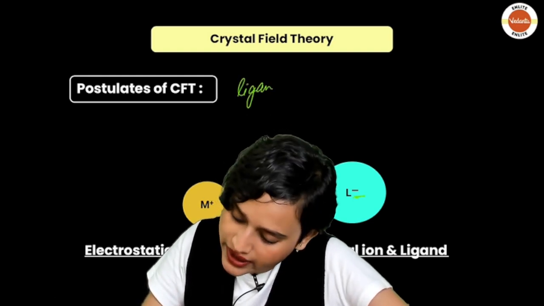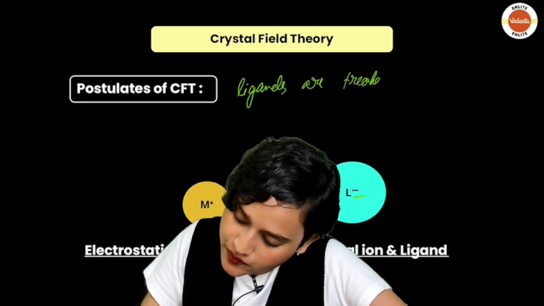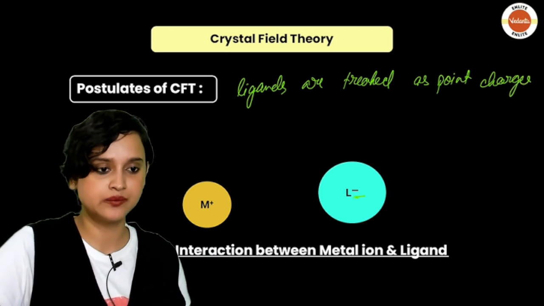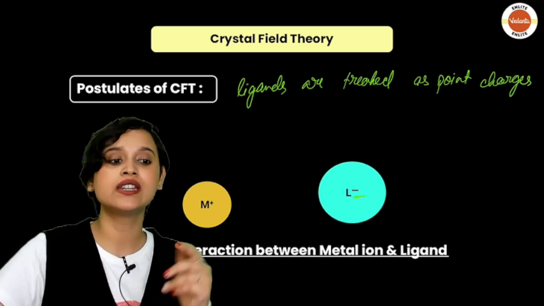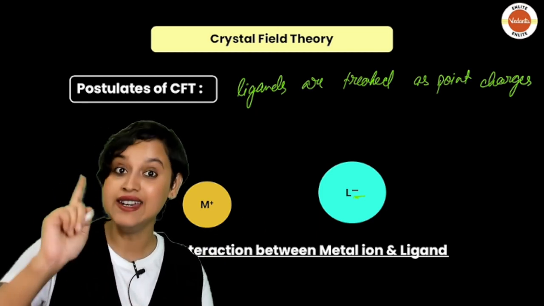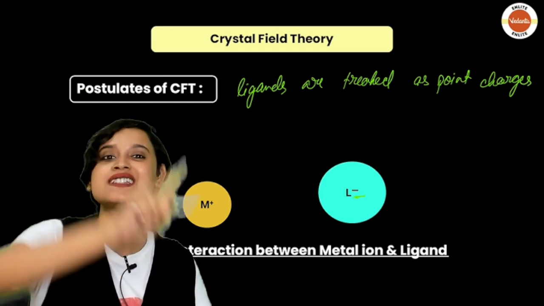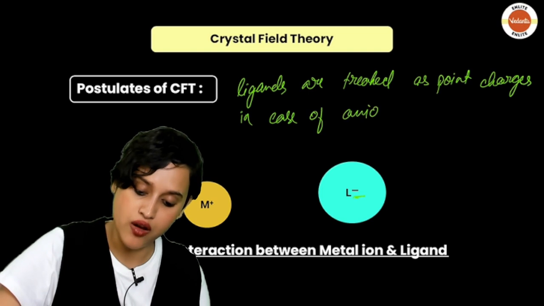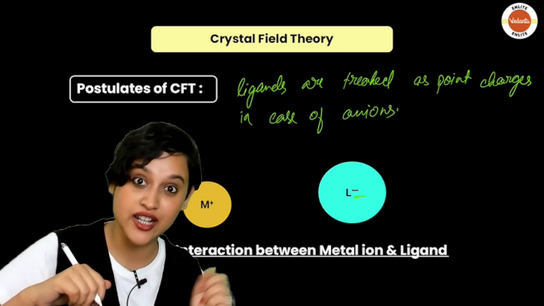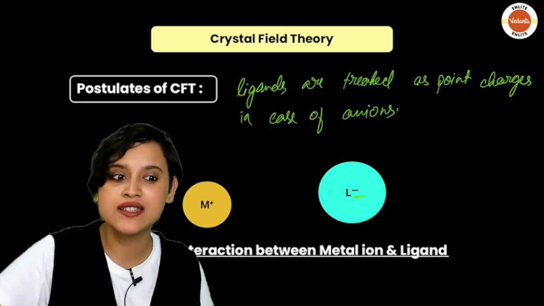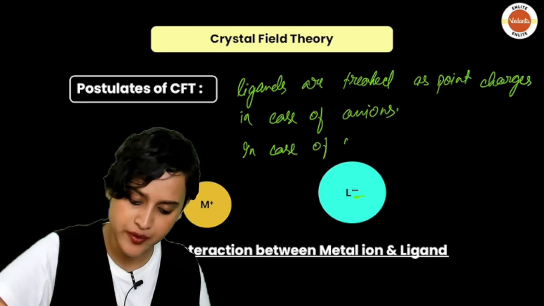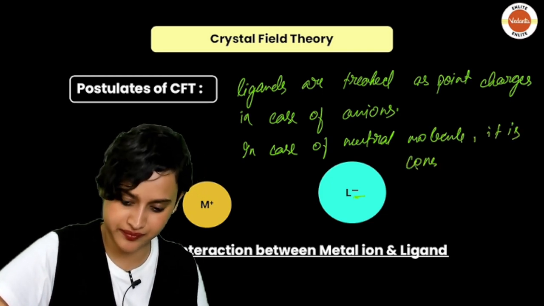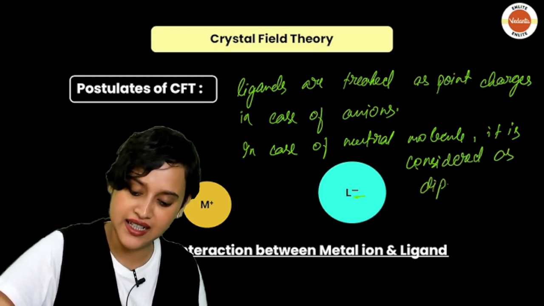So I'm going to write that down here: ligands are treated as point charges. In case of anions, or dipoles in case of neutral molecules. If the ligand is negatively charged, you will consider it to be a point charge. But if the ligand is neutral, like NH3 or H2O, then what do you do? In case of a neutral molecule, it is considered as a dipole. You get my point.